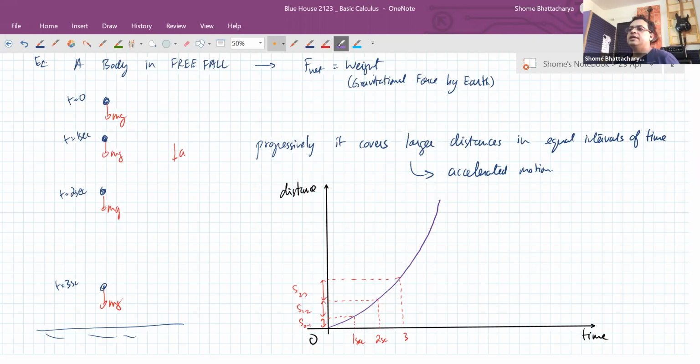In this diagram, you can see from here to here, this is the distance traveled in 0 to 1. Then from here to here, this is the distance traveled in 1 to 2. So this distance is progressively increasing. That is what this graph is showing.